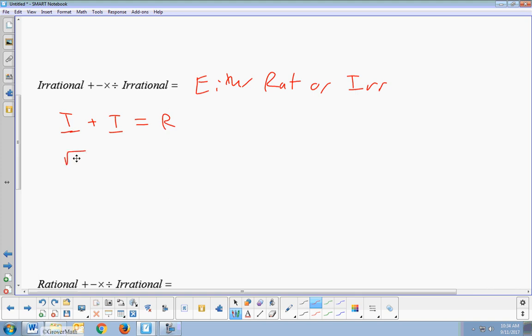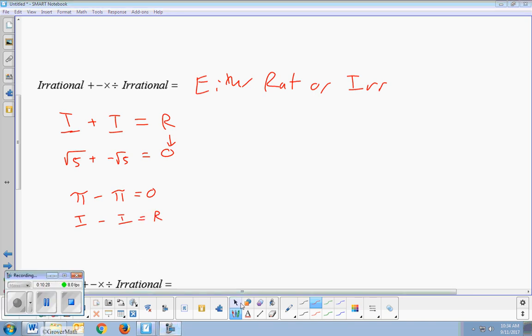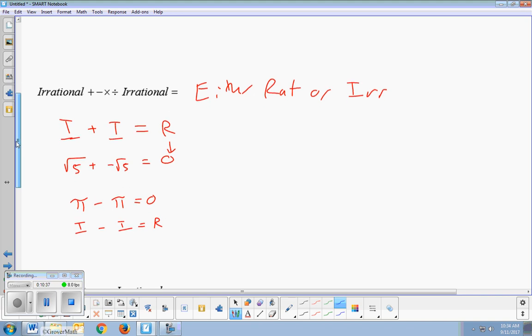For example, rad 5 is irrational. But so is negative rad 5. They are both irrational numbers. And you could have positive and negative irrational numbers. But because they're the same with opposite signs, they're going to add to 0, which of course is rational. And of course, we'll see the same thing for subtraction, that you could do pi minus pi is 0. That's an irrational minus an irrational, but it comes out to be a rational solution. So, when it comes to two irrationals, it could be rational or it could be irrational. There's no solid rule that it's always rational or it's always irrational.